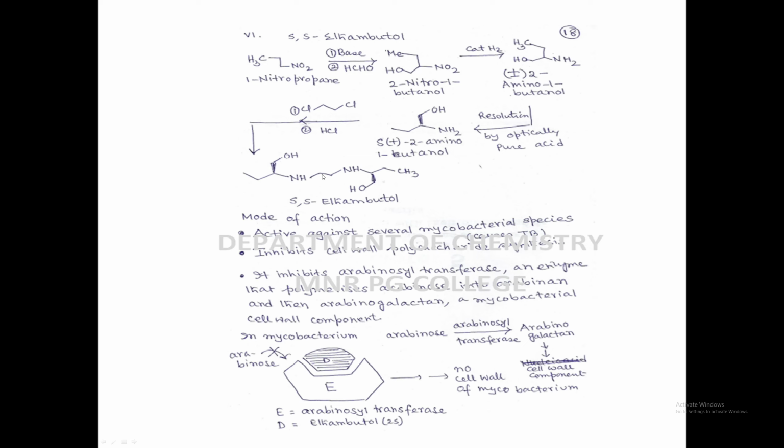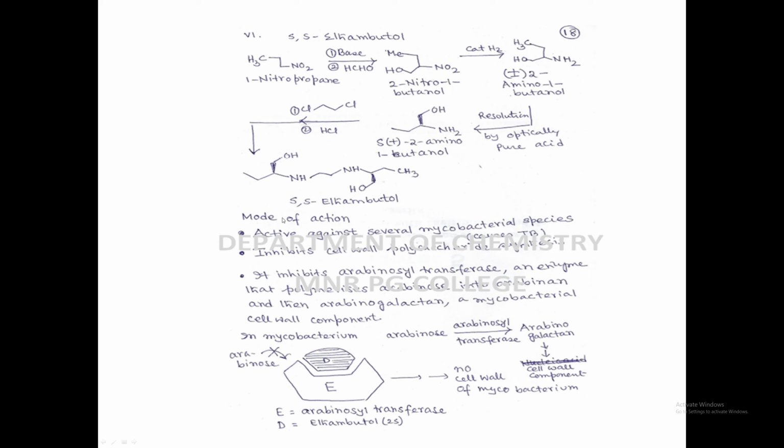The central two CH2 groups are coming from this 1,2-dichloroethane, and the remaining part, from nitrogen here and also from nitrogen here, comes from the two molecules of the S enantiomer of 2-amino-1-butanol. So with this, the SS Ethambutol synthesis is over.